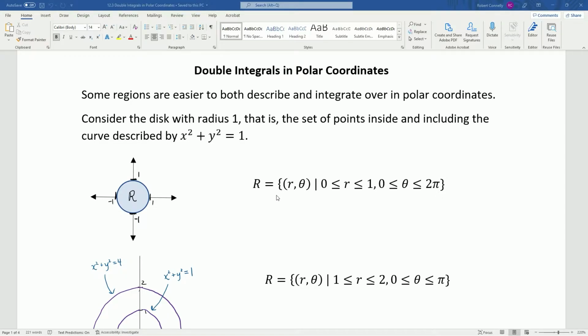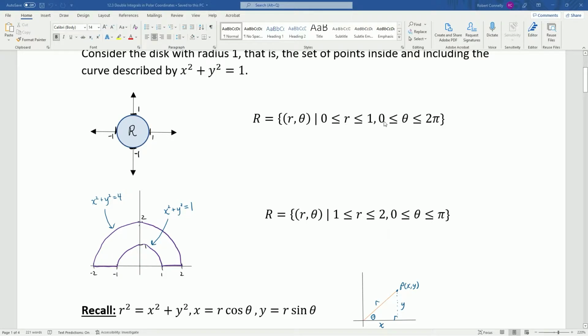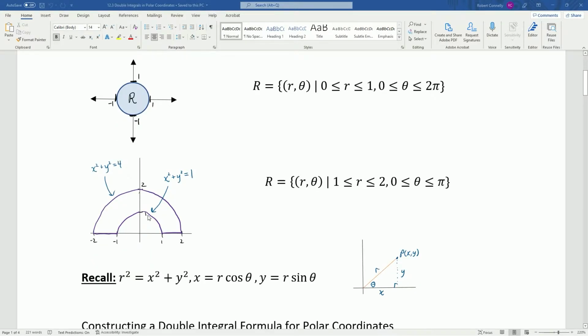But in polar coordinates, this region is described simply by the set of points whose radius is between 0 and 1, and for which theta is between 0 and 2 pi. So that's a pretty easy description. And it bounds our radii and our angle by constants instead of having to deal with function bounds, like in this case.